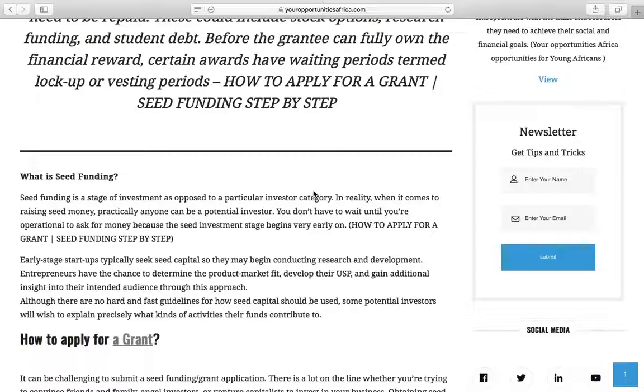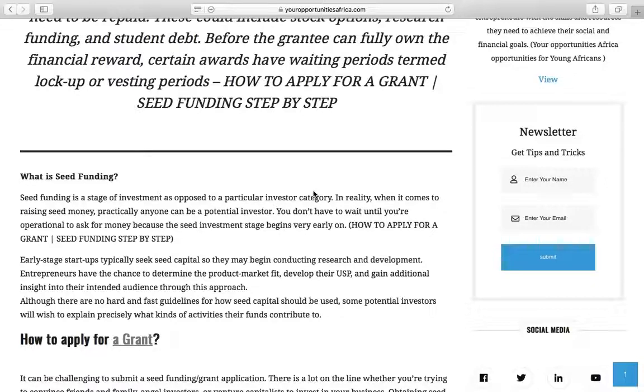Yes, and again, seed funding, how is it different from grants? Seed funding is just a kind of stable stage of investment as opposed to a given investor category. In reality, when it comes to raising seed money, practically anyone can be a potential investor. You don't have to wait until you're operational, or you have a feasible plan, or you have a working project or something like that.